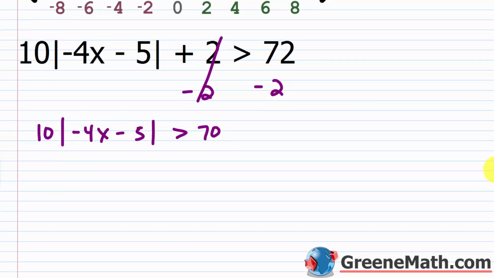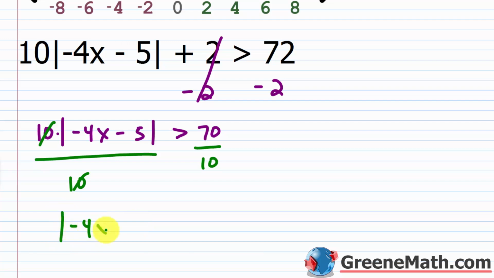Now, since 10 is multiplying this absolute value operation, I can just divide both sides of the inequality by 10. So that cancels. Now I've isolated the absolute value operation. I've got the absolute value of negative 4x minus 5 is going to be greater than 70 over 10, which is 7.